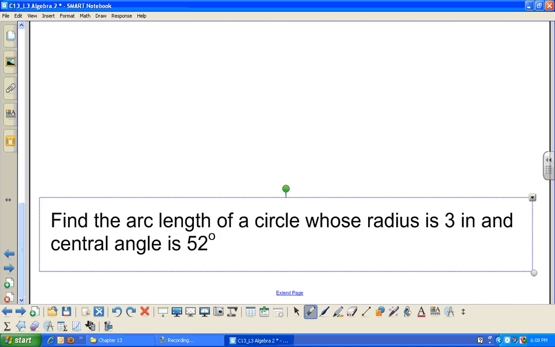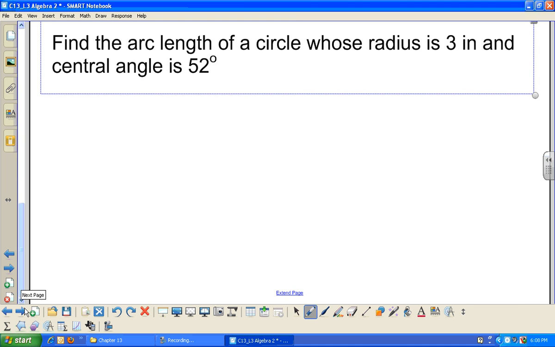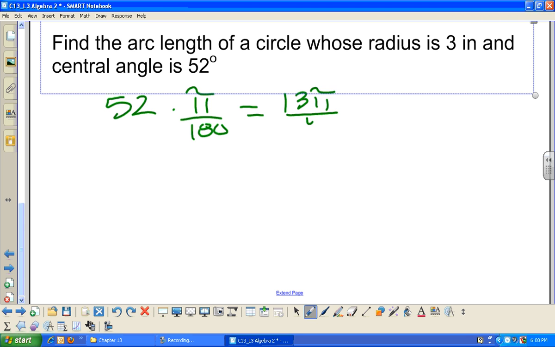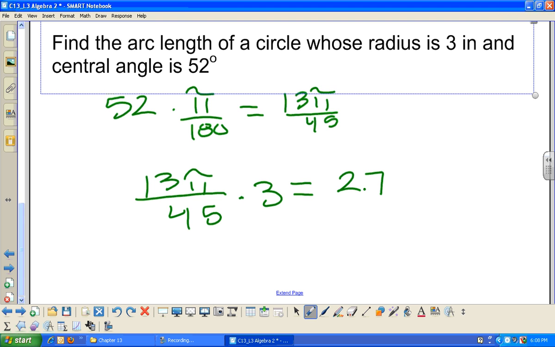So you should try to do this next problem by yourself first. First thing I want to do is take 52 degrees and change it to radian measurement. This will be equal to 13 pi over 45. Once it's in radian measurement, that's the angle measurement, multiply that by your radius. Here it's 3. And this would be 2.72 inches.